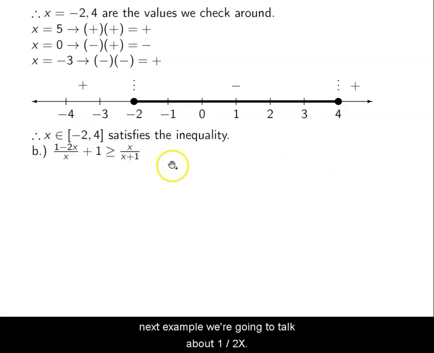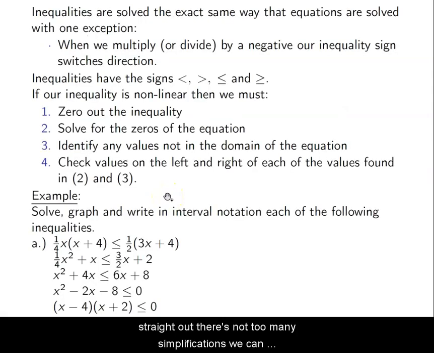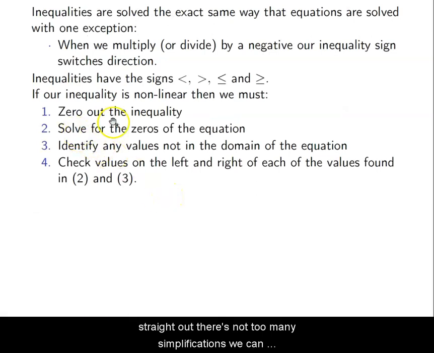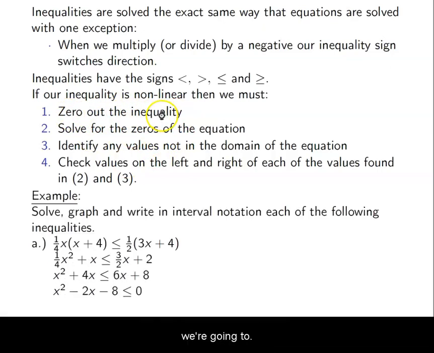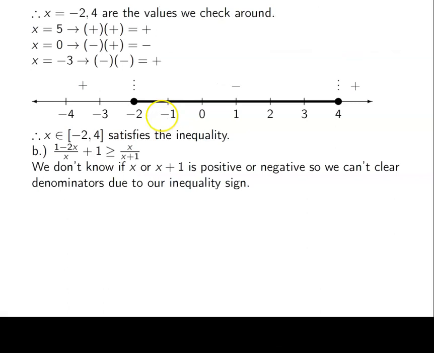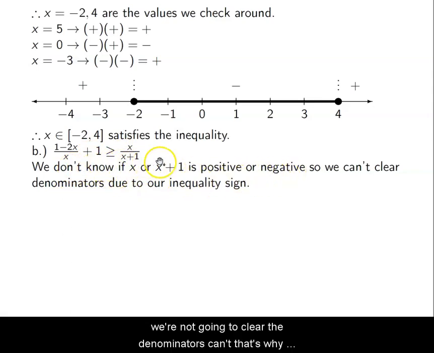We're going to talk about 1 minus 2x, over x plus 1 being greater than or equal to x over x plus 1. So here we have to follow things straight out. There's not too many simplifications we can do. We really need to just zero it out straight away, okay? So we're going to subtract this over, okay? We don't know if x or x plus 1 is positive or negative, so we're not going to clear the denominators, okay?